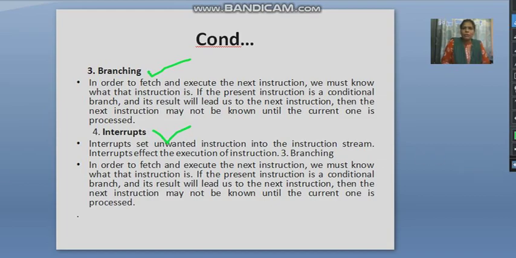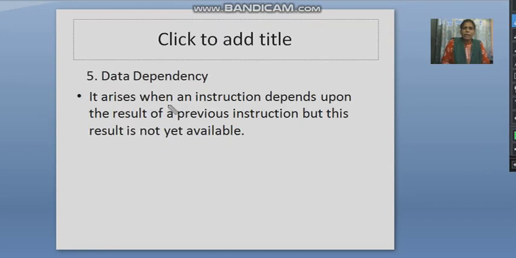Now the next one is data dependency. It arises when an instruction depends upon the result of a previous instruction, but this result is not yet available. So data dependency can be another problem.